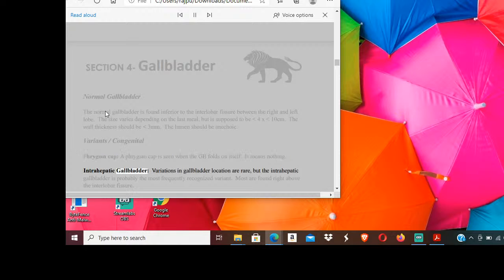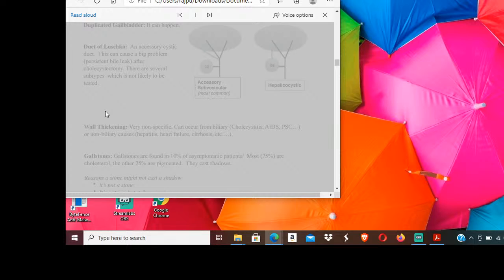Intrahepatic gallbladder. Variations in gallbladder location are rare, but the intrahepatic gallbladder is probably the most frequently recognized variant. Most are found right above the interlobar fissure. Duplicated gallbladder. It can happen. Duct of Luschka, an accessory cystic duct. This can cause a big problem, persistent bile leak, after cholecystectomy. There are several subtypes which is not likely to be tested.